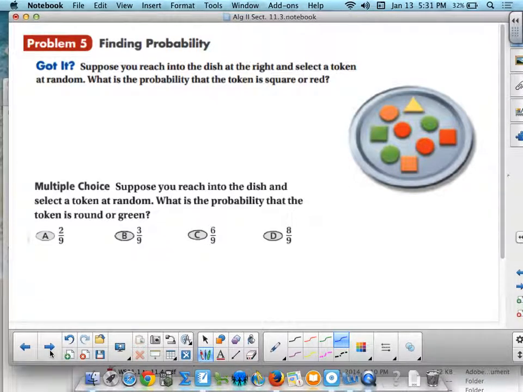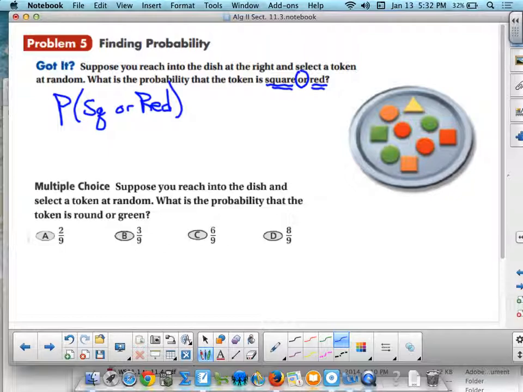Okay, here we are. This slide gets into, these are again or statements, probability of a square or a red object, I guess. But when you look at this one, these all are not mutually exclusive. These can happen at the same time. So here it says this: suppose you reach into the dish at the right and you select a token at random. What is the probability that the token is a square or it's red? So here's what they're saying: probability that it's a square or it's red.